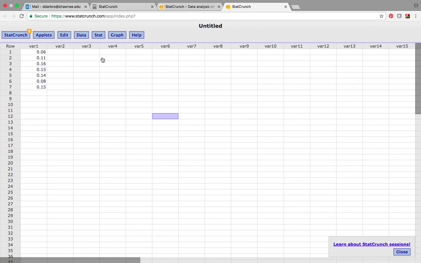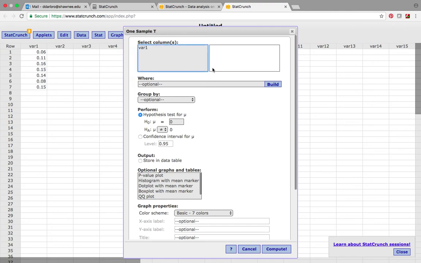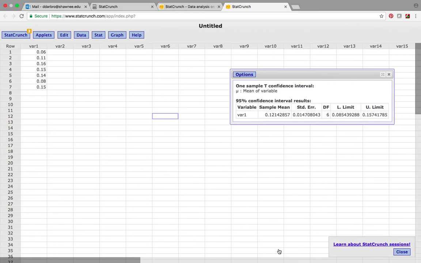All right, so this is going to be a little bit different because we've got the raw data. So I'm going to go to tstat, one sample, but I don't go with summary now. I go with data because I have the raw data. I want to select variable 1. Again, I want the confidence interval 0.95, and I want to compute.